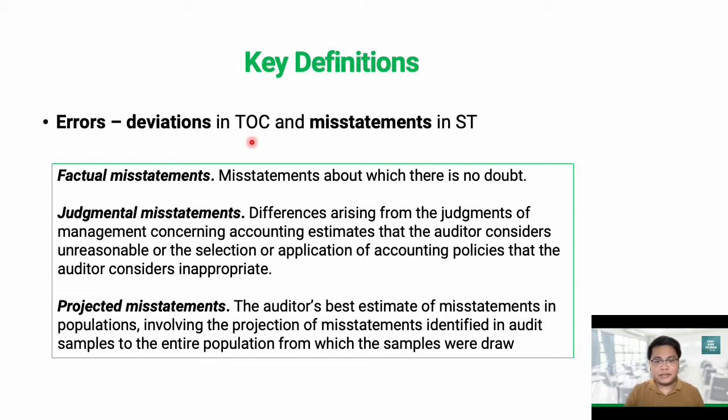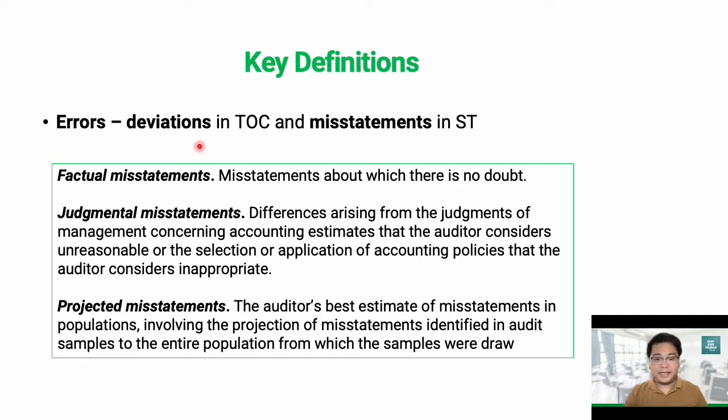For example, let's say a company has a process or control wherein the sales order, before processing, should be approved by the credit department. So there should be a signature of the credit officer on the sales order. Now, if a sales order has been subsequently processed by, let's say, the shipping department and the billing department without the approval of the credit department, then that is considered a deviation in the control. So that is considered an error, regardless of whether the amount is correct or even if the transaction is valid.